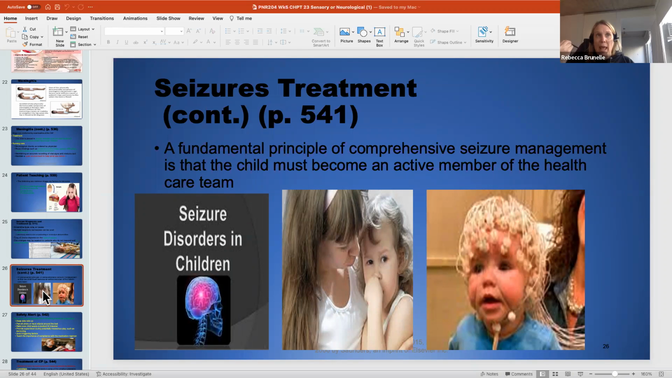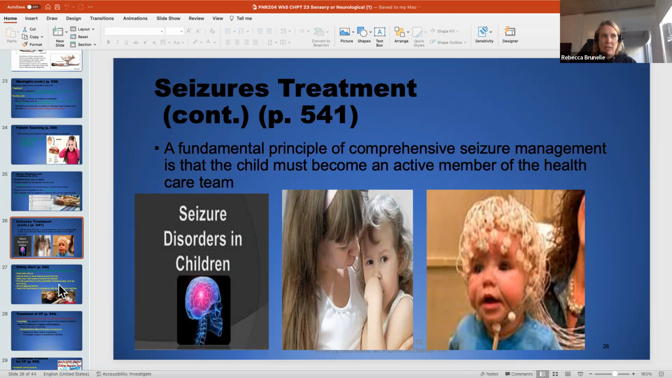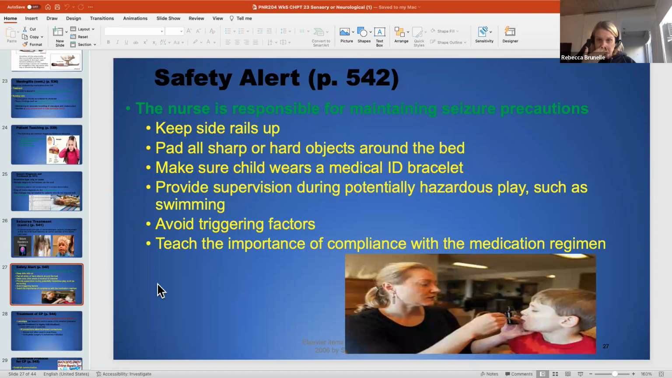So when children have a seizure disorder, it's best if they're part of a multidisciplinary team: primary care provider, their neurologist, and then any specialists that they need, such as OT and PT, making sure they're staying on track and able to meet their milestones.